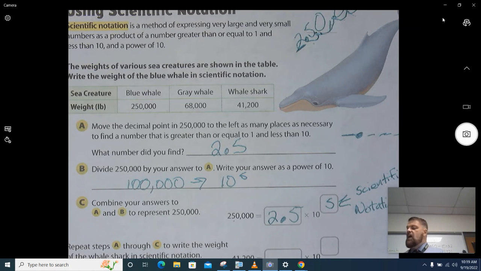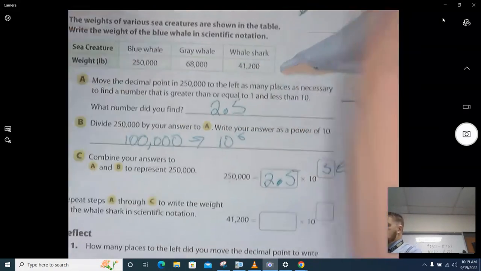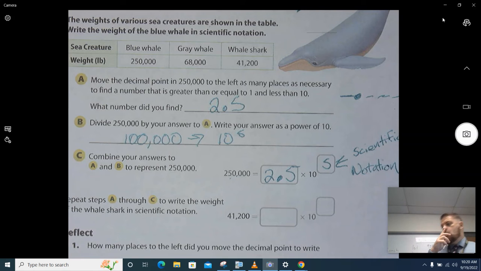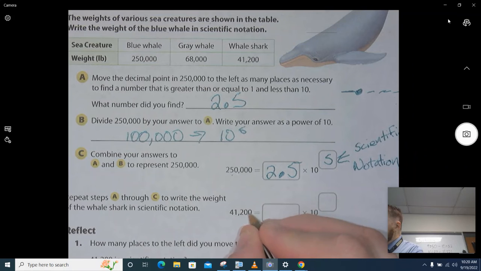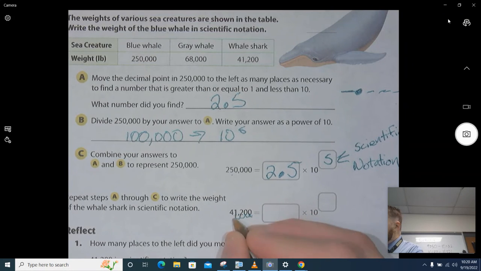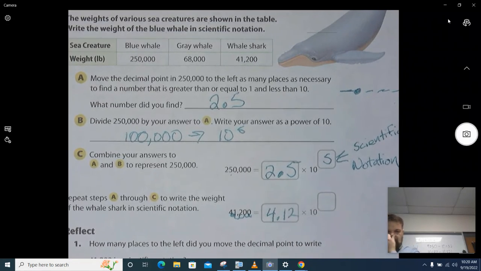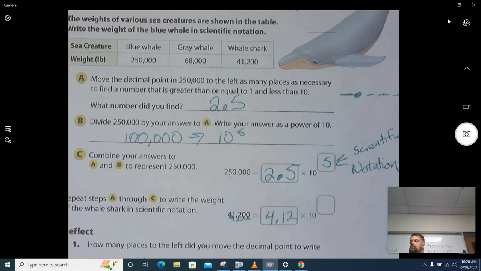All right. So now I'm going to give you about 10-15 seconds. Try to figure out how we get 41,200 as a single digit times 10 to some power. I will let you in on a clue. I'm going to start here and I'm going to move my decimal a certain number of spaces till I get a number of 4.12. I only want one digit in the front of that decimal.